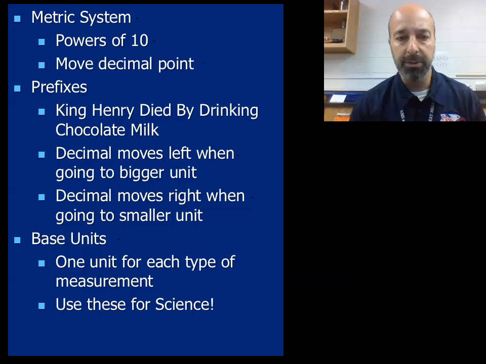We learned about the different base units for each type of measurement. One unit for each type of measurement. That's really important. Meters for length, grams for mass, and so on. And this is what we are going to be using in science all the time. So get used to it, whether you like it or not. See you next time.